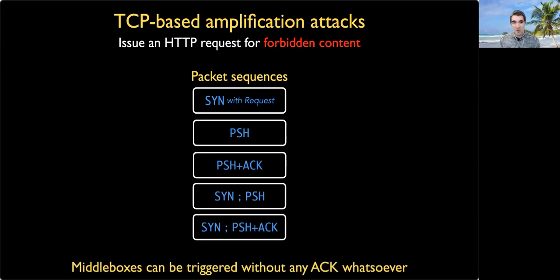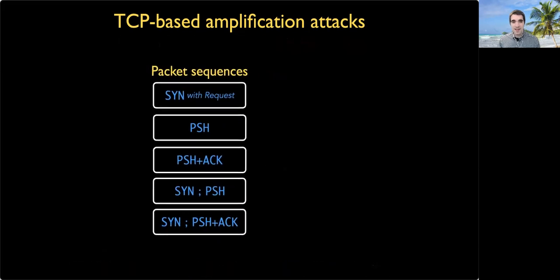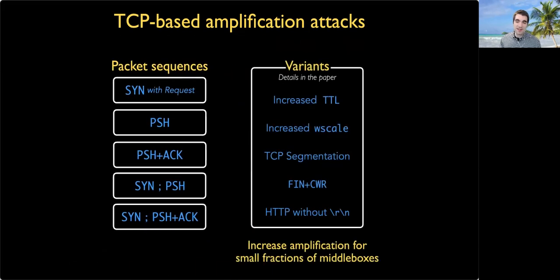You'll notice here that in all these cases, we're not doing the three-way handshake properly, or we're completely butchering it. And Middleboxes can still be triggered without any ACK packets whatsoever. Detailed in the paper, we also find a number of tiny variants, which can be used to improve amplification for a small number of Middleboxes. They don't work globally, but for targeted attacks, they can also be used to improve things.